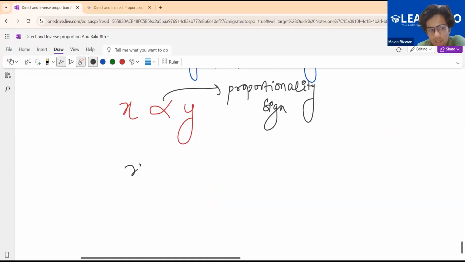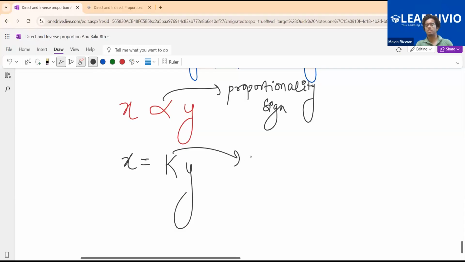So, x is equal to. When removing the sign, we put an equal to, and along with that, we put a constant. I'm going to name that constant k. This k is not a variable. This k is a constant. Okay? And then y. What is this k? This is a constant.